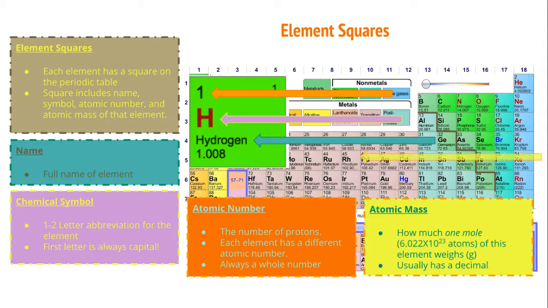And then we have the atomic mass, which is how much 1 mole of that element weighs. A mole is the chemist's term for 6.022 times 10 to the 23 atoms or particles. It's usually a decimal because there's a whole lot of math that goes into how we do that, but generally it's about the same as the mass number, somewhere in the same area.